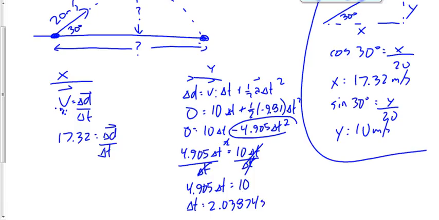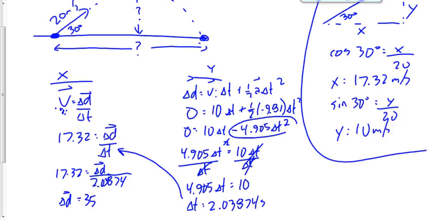2.0387 seconds. I mean, there's how long the ball, the deer, whatever it is, is in the air for. Let's plug that in over here. And then let's take the 2.04 up by multiplying. And we get 35.3. Should round it to 2 digits, 35 meters. So how far does the ball go? 35 meters. All right.